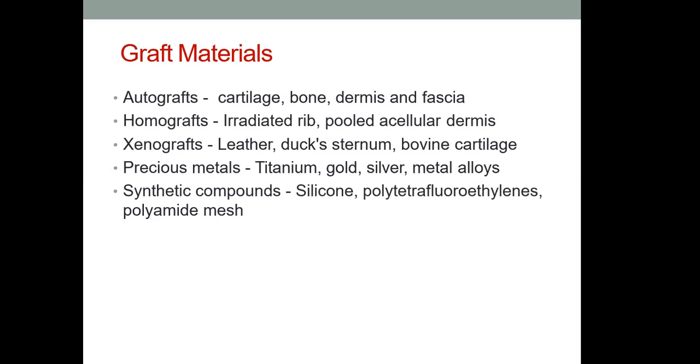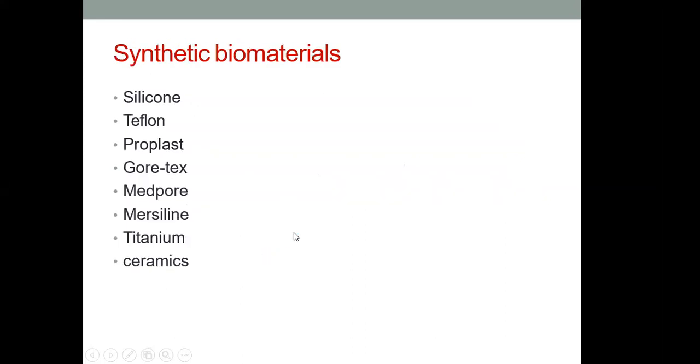We have types of materials. The first one is autograft, like cartilage, bone, dermis, and fascia. Homografts, like irradiated rib, old acellular dermis. Xenograft, leather, ducts, sternum, bovine cartilage. Precious material, like titanium, gold, and silver, metal alloys. Synthetic component, like silicone and so on.